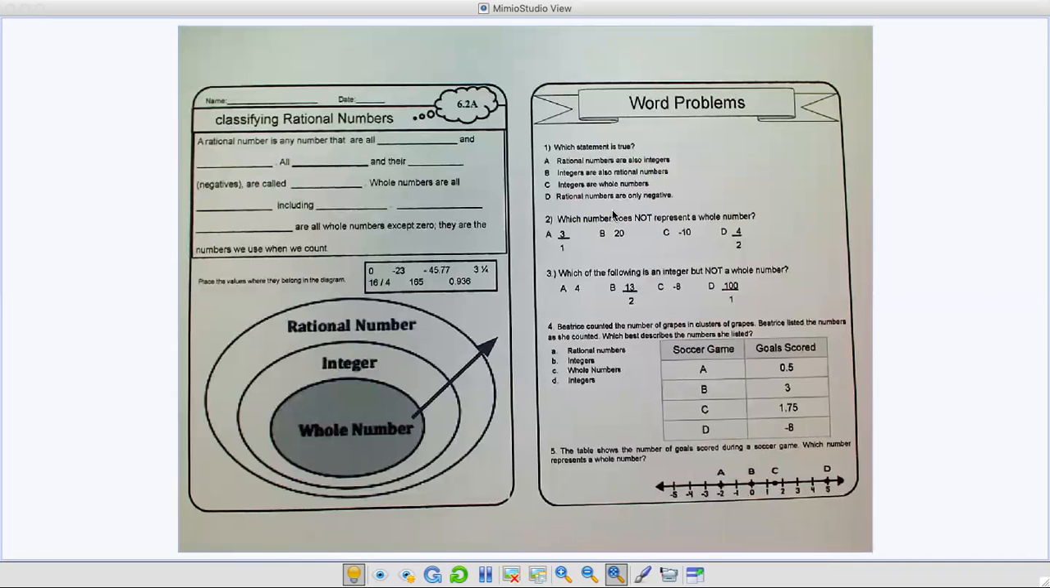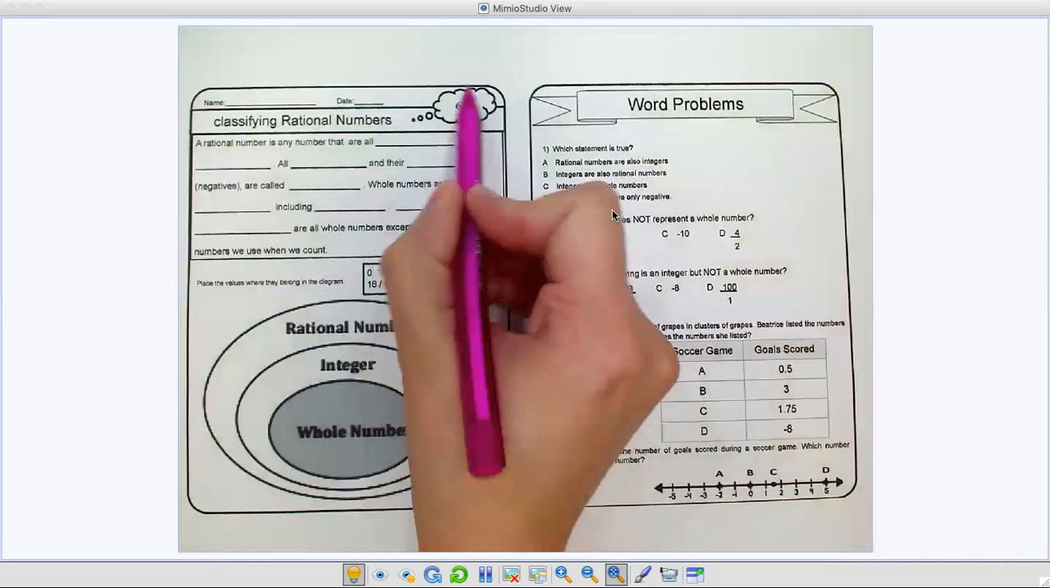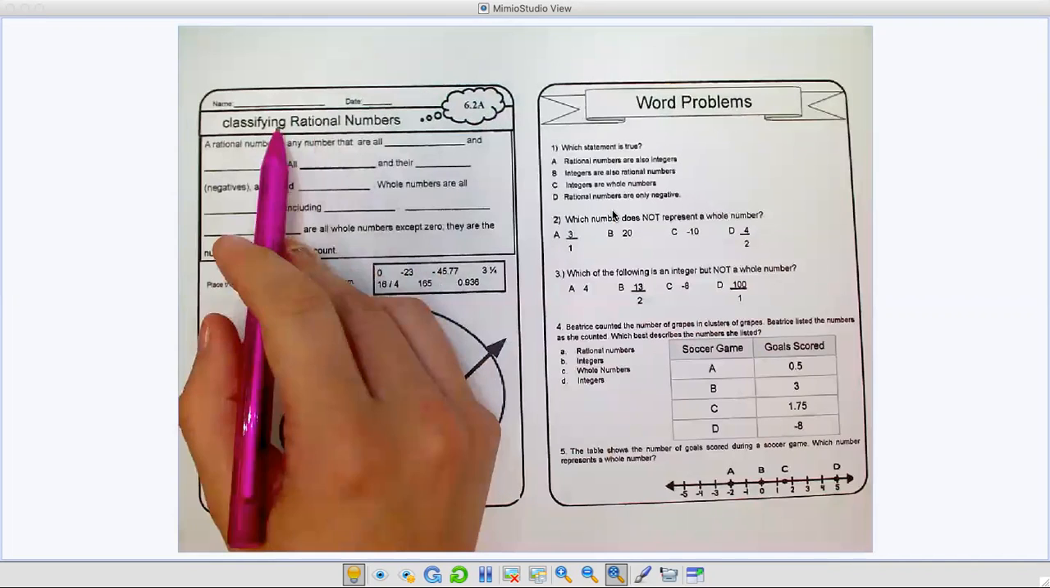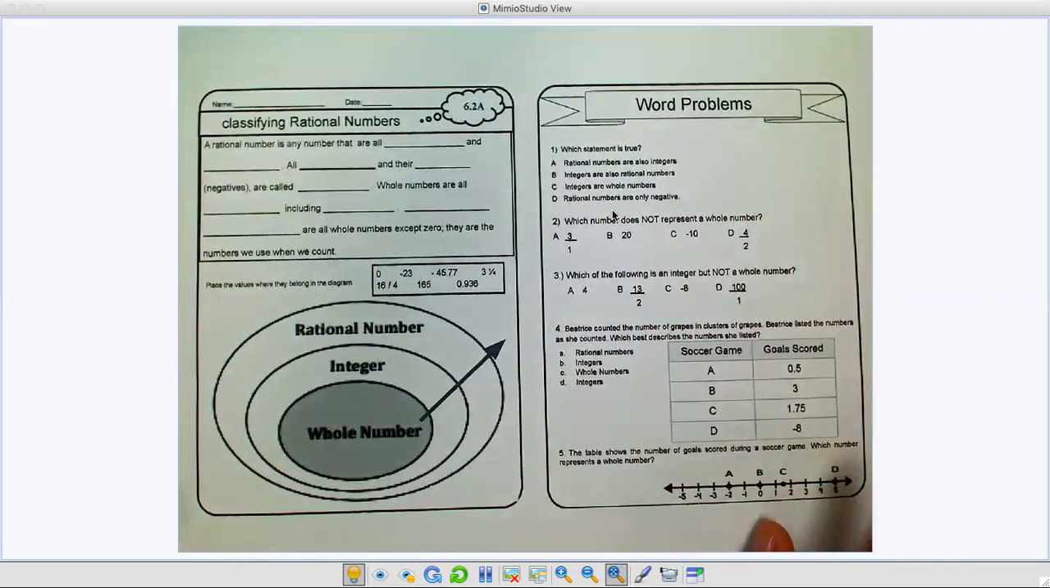Good morning. Today we are going to be learning about classifying rational numbers, and it's going to be 6.2a. This number is going to be a big reference number for your notes connecting to your classroom assignment. So classifying numbers, when we start out, there are a few definitions that we need to go through before we can actually identify what these mean.